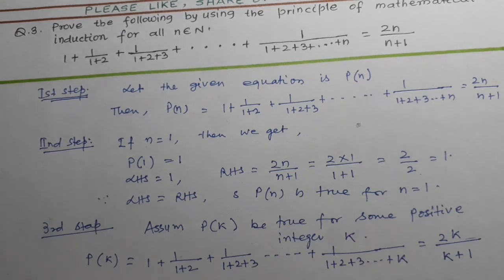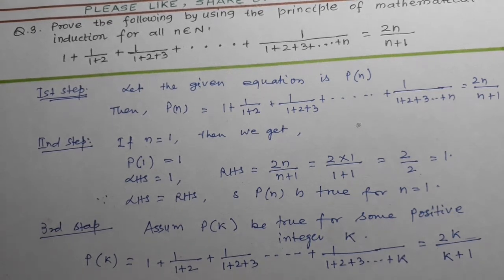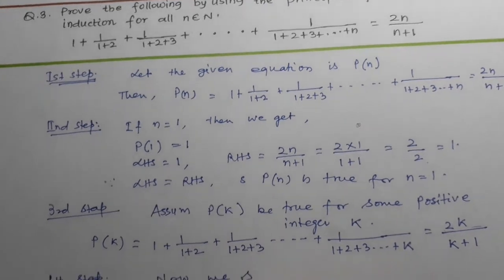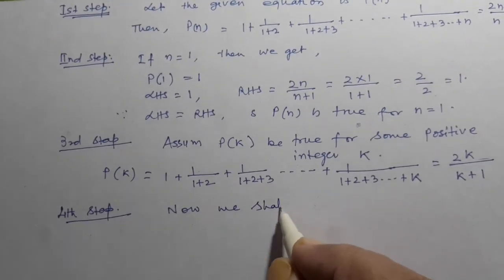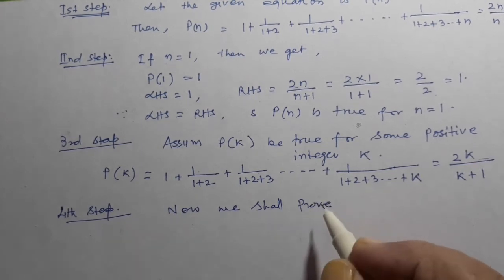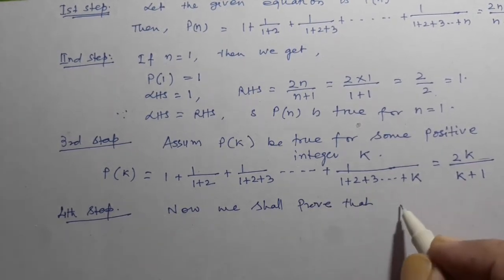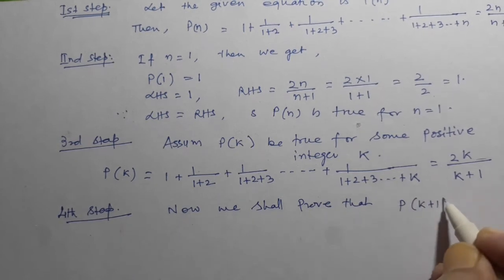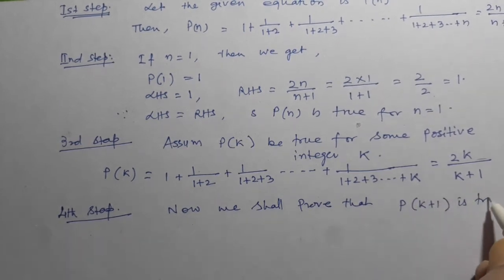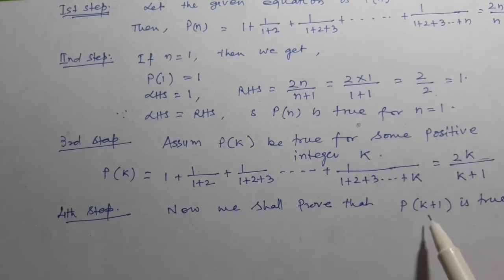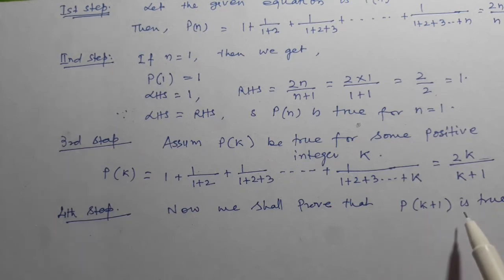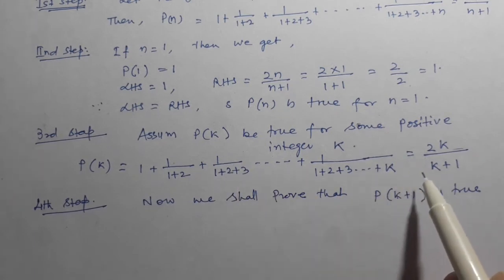Now fourth step. Fourth step will be, now we shall prove that P(k plus 1) is true. Now if we shall prove this, that for k plus 1 LHS is equal to RHS, then since k is already assumed true, it is also proved for k plus 1.